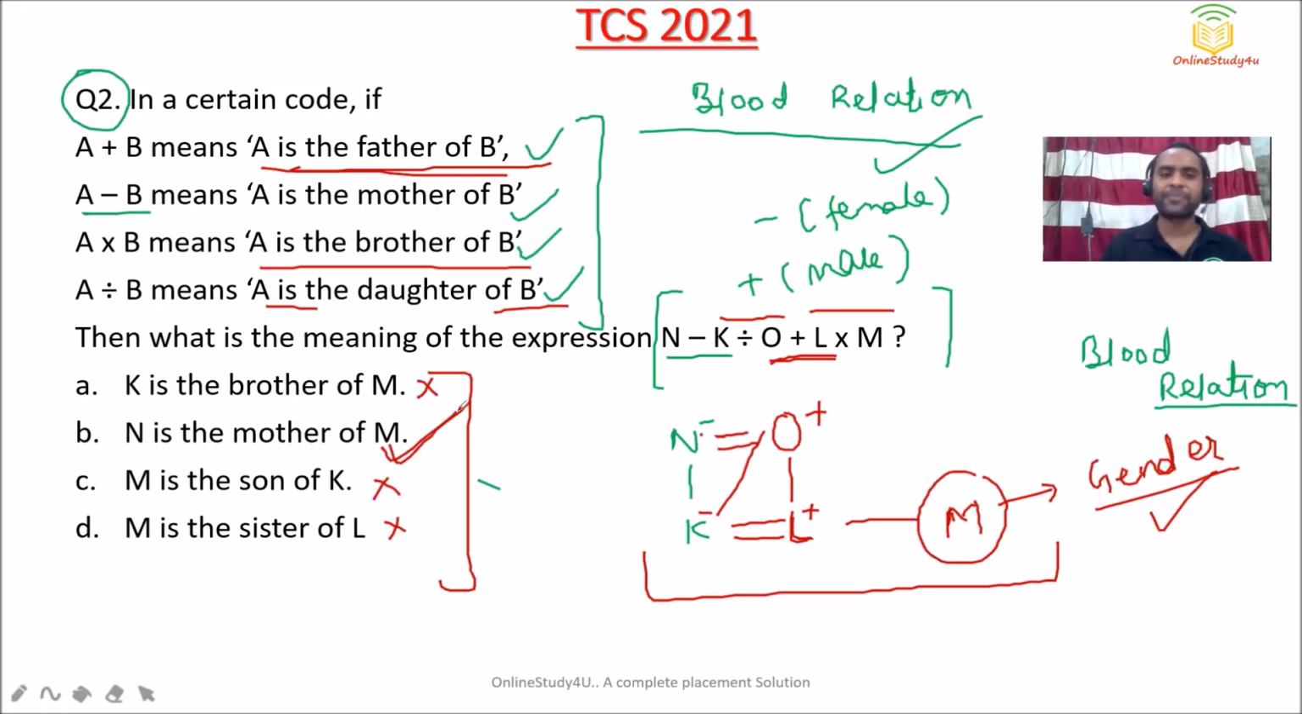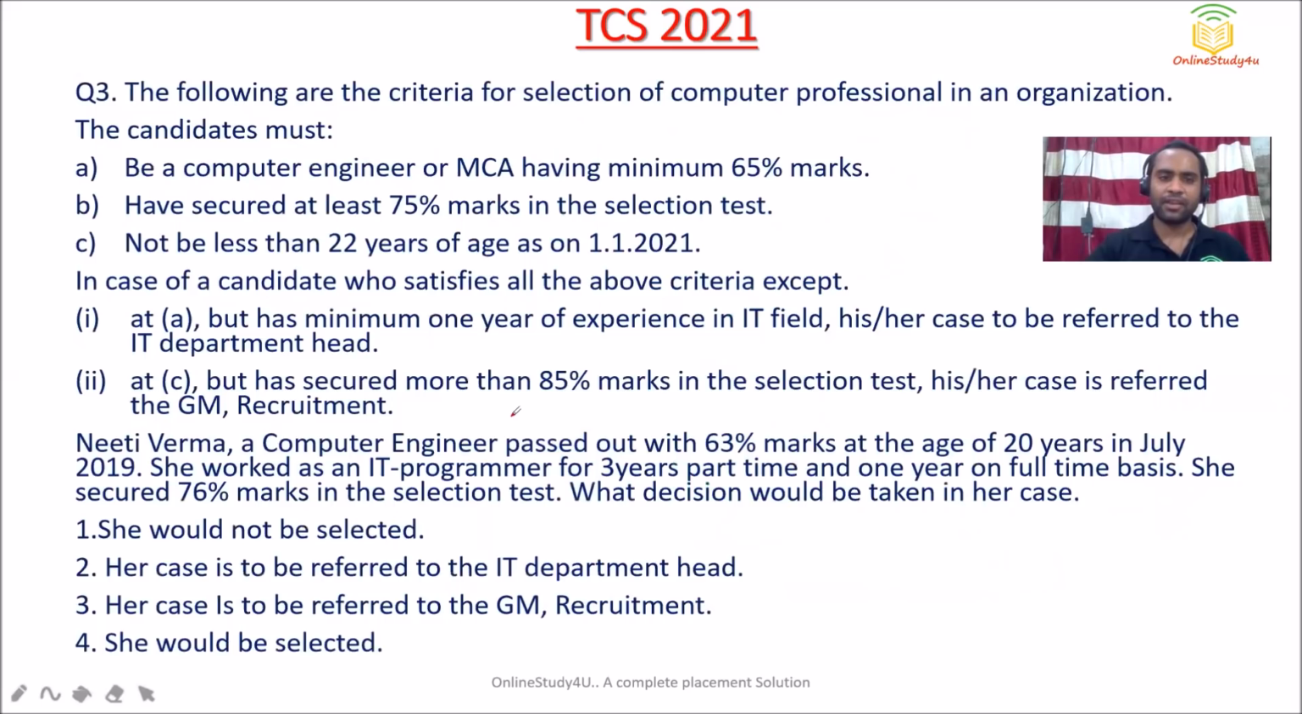So only option B is true. Then what is the meaning of this expression? The meaning of this expression is nothing but N is the mother of M. Okay, fine. Now friends, let us move towards the next problem.